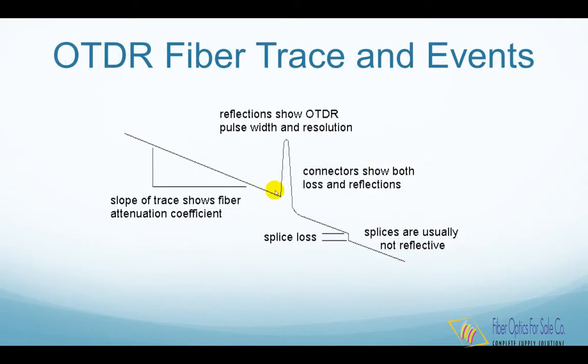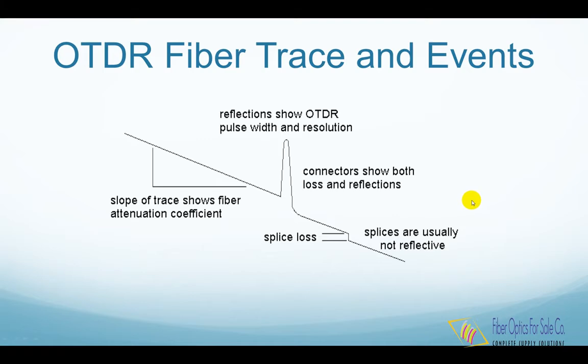The slope of the fiber trace shows the attenuation coefficient of the fiber and is calibrated in dB per kilometer by the OTDR. Connectors and splices are called events. Both should show a loss, but connectors and mechanical splices will also show a reflective peak. The height of the peak will indicate the amount of reflection at the event, unless it is so large that it saturates the OTDR receiver. Then the peak will have a flat top and a tail on the far end, indicating the receiver was overloaded.